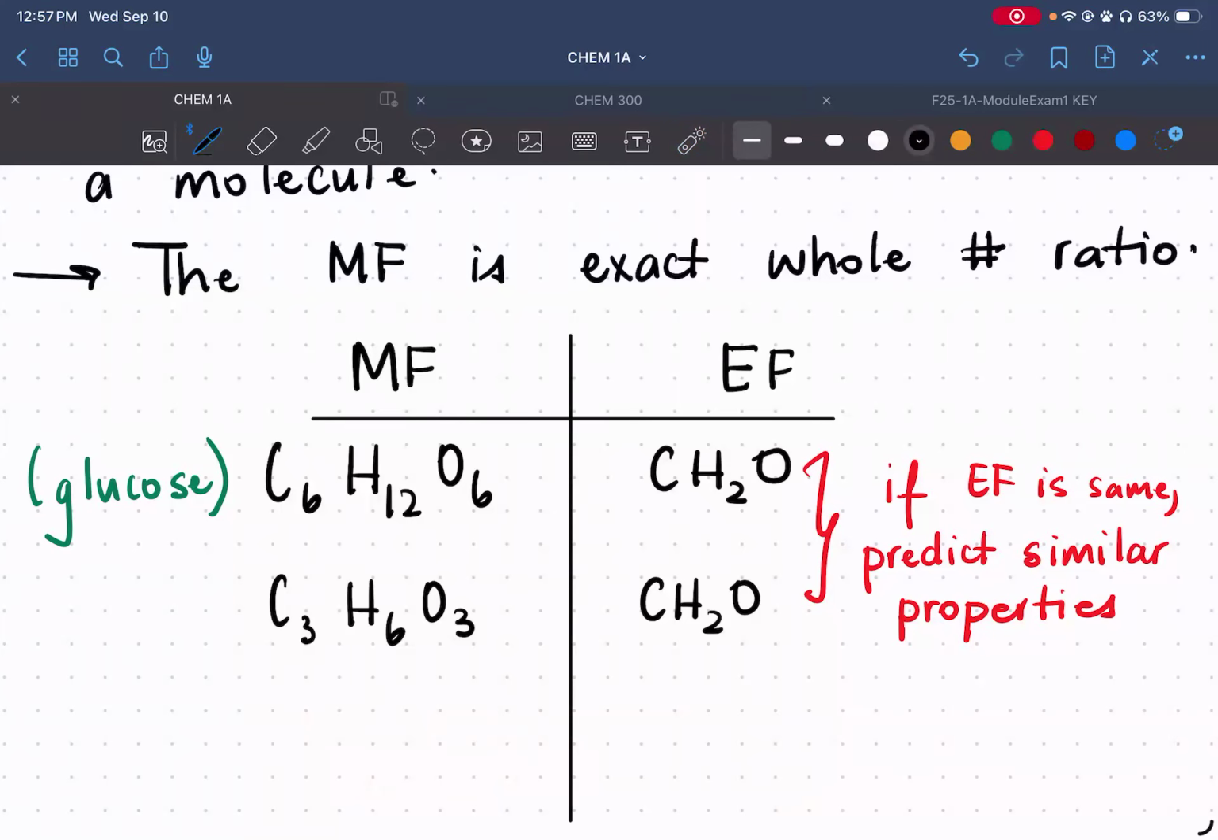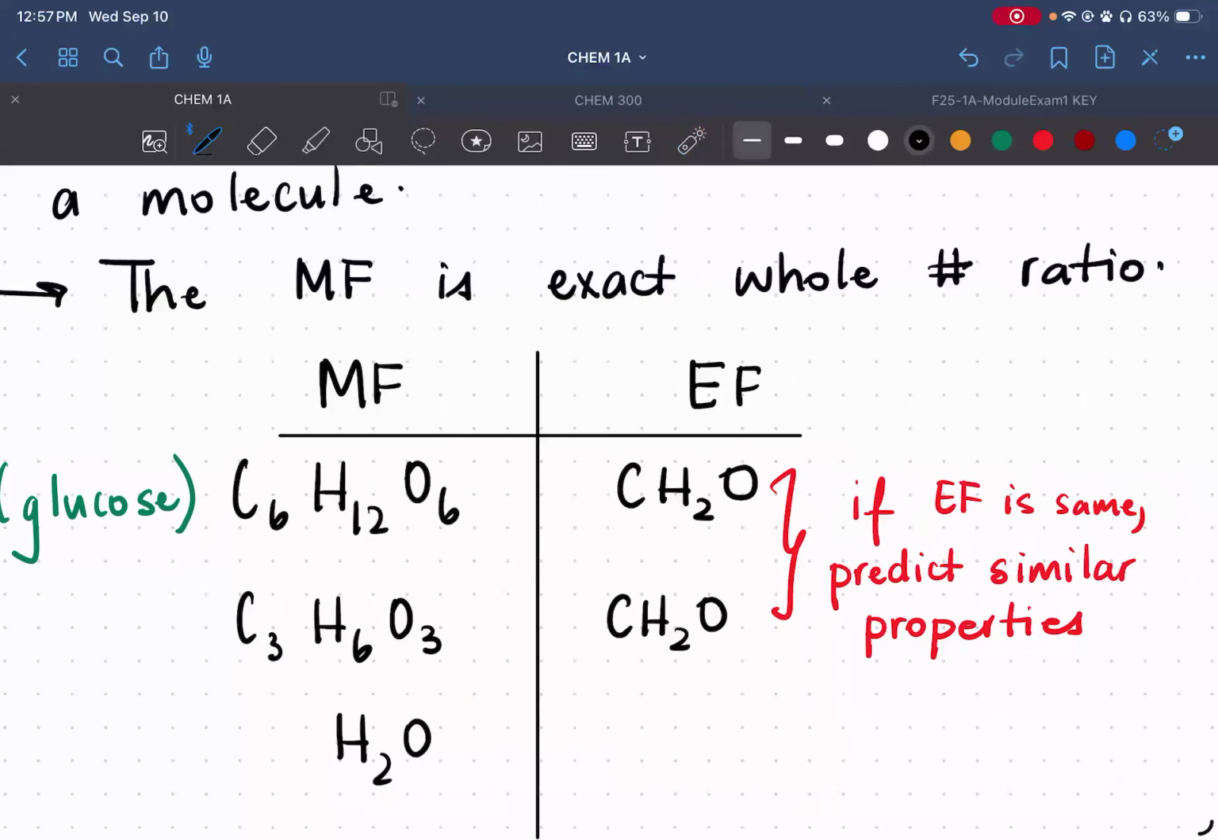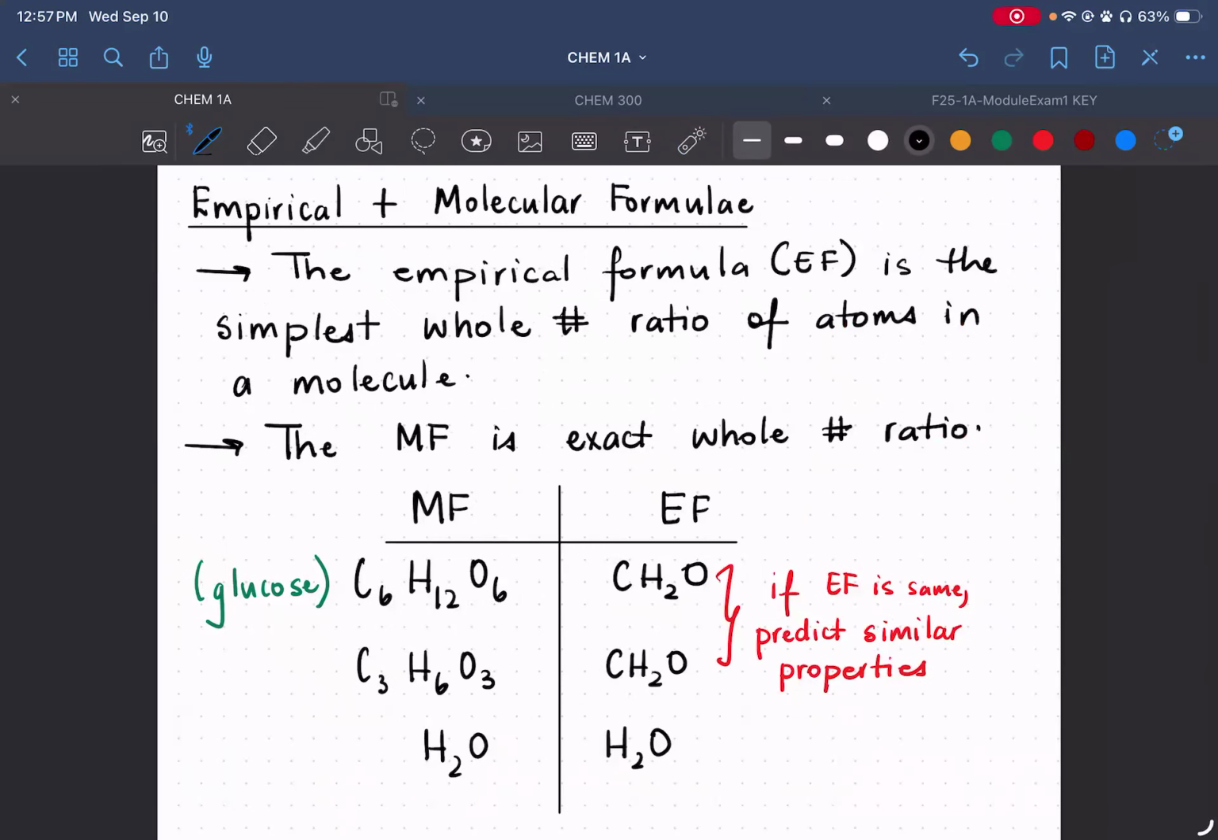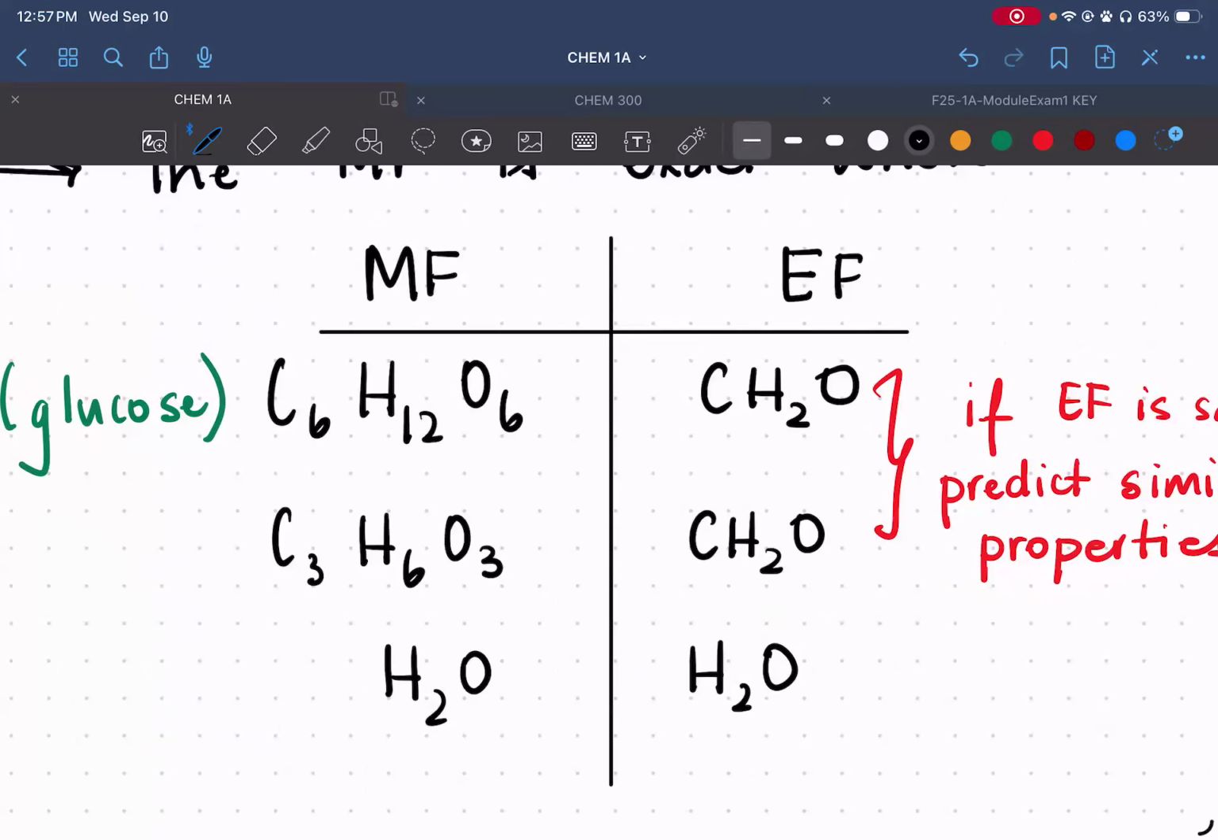There are going to be some cases where the molecular formula, such as H2O, is as simple as it can get. You cannot reduce this anymore. In these cases, the molecular formula is the empirical formula. But it's important to understand that these are just different ways of telling us the same thing. Empirical formula is the lowest whole number ratio. When multiple structures have similar empirical formulae, they are predicted to have similar characteristics. And in some cases, the molecular formula and the empirical formula are one and the same.